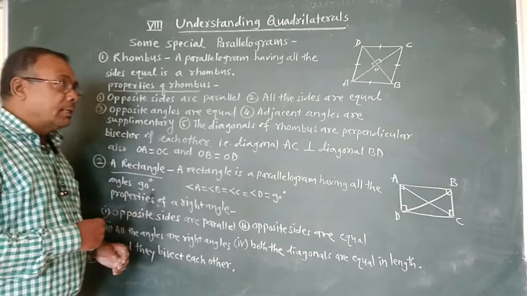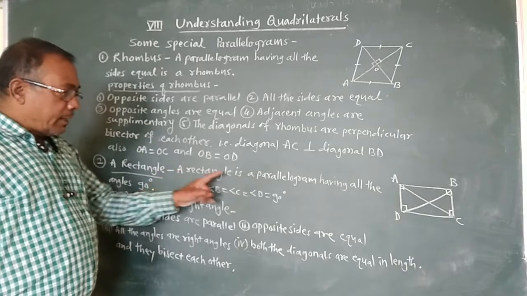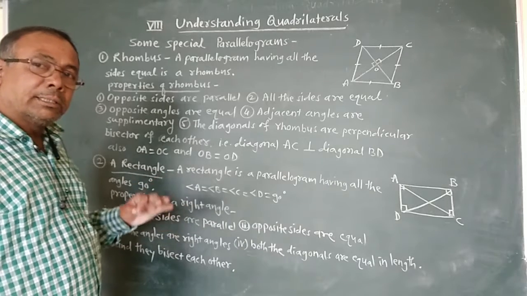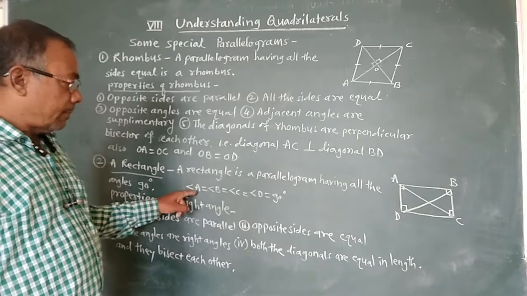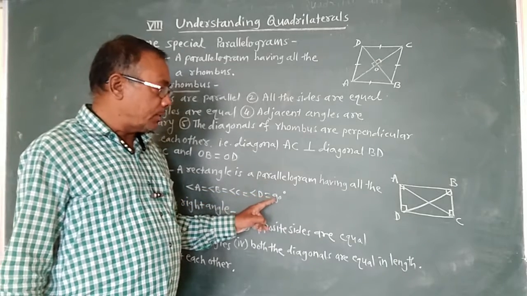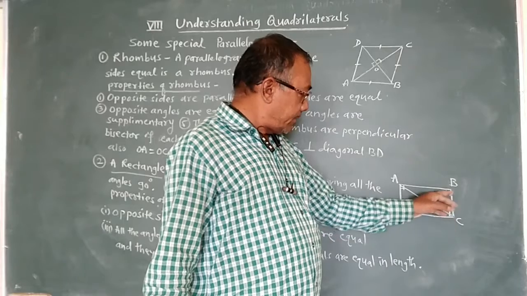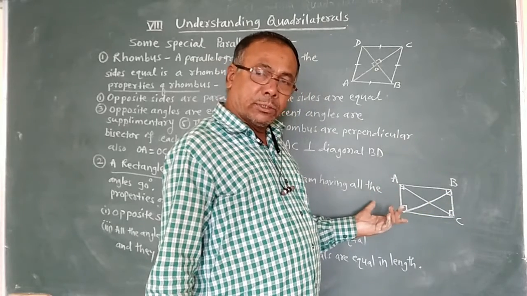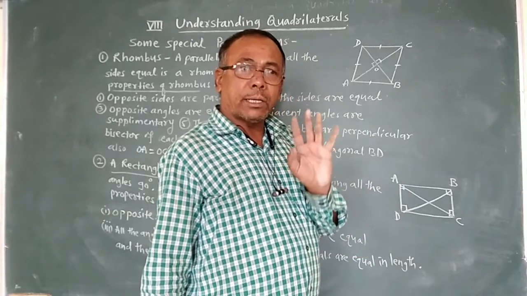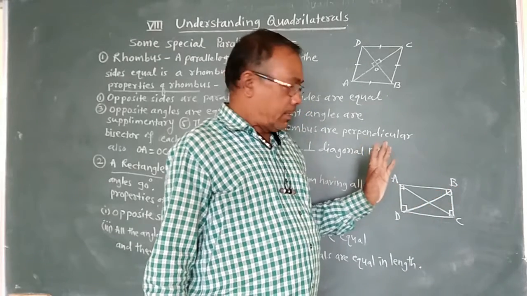And now we will see the second special type of parallelogram, that is a rectangle. A rectangle is a parallelogram having all the angles 90 degrees, or all the angles right angles, and therefore angle A equals angle B equals angle C equals angle D, and that is equal to 90 degrees. Here all the angles are shown as 90 degrees. Here AC and BD are both the diagonals of the rectangle, and mind well that both the diagonals are equal in length. It means the length of AC is equal to the length of BD.